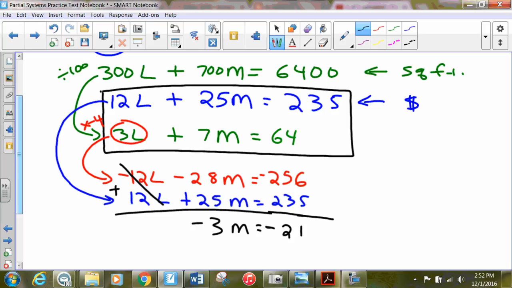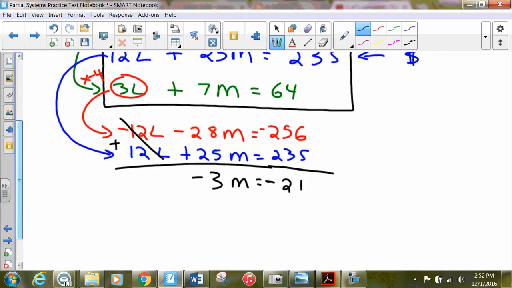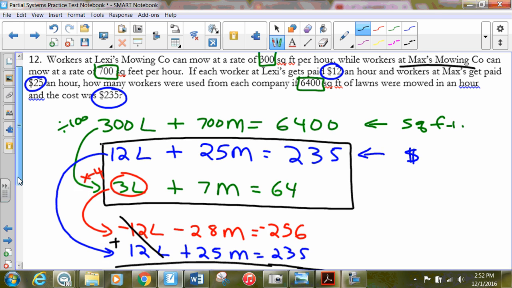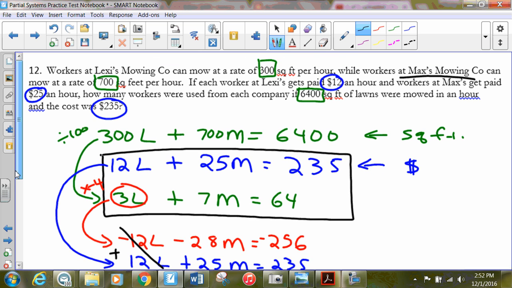And so now I'm going to go ahead and solve for m and divide both sides by negative 3. And I'll get that m is equal to 7. What does that even mean? What does m stand for? Well, m are the workers that work for Max Mowing Company. So we know we have 7 workers. And now we have to figure out, well, how many workers do we have that work for Lexi's company.